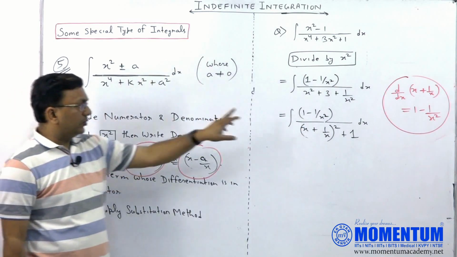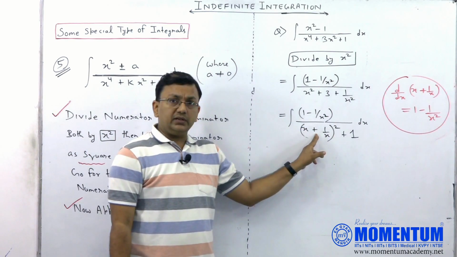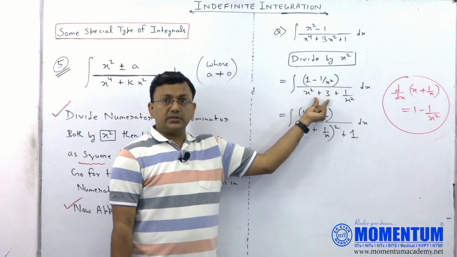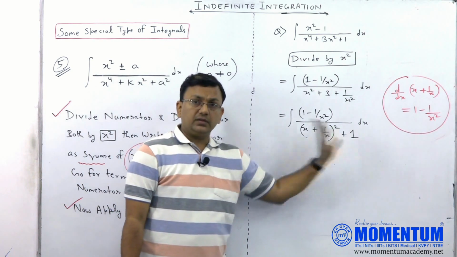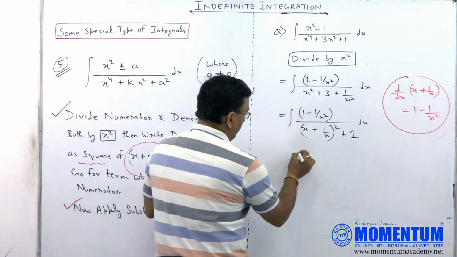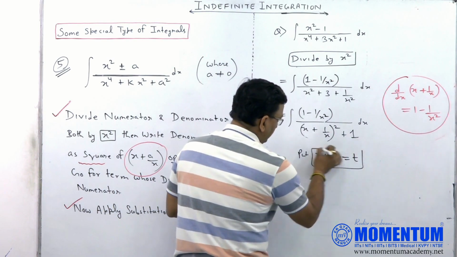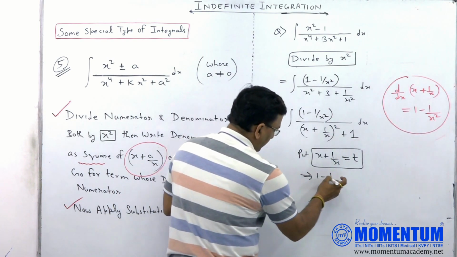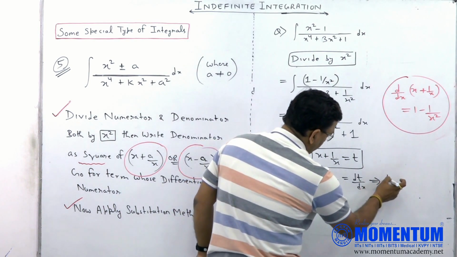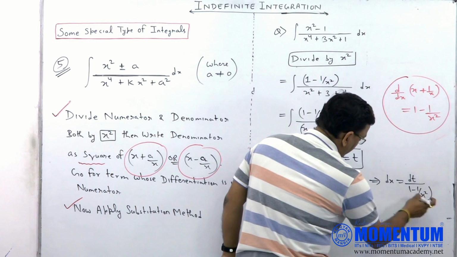चेक करिए, हमारी एल्गोरिथम कहती है कि आप डिनोमिनेटर को स्क्वायर लिख लीजिए, लिख लिया, but opening the square हमें x square मिलेगा, 1 upon x square मिलेगा, साथ में plus 2 आएगा, but we want 3, तो मैनेज करने के लिए plus 1। बोलो, now I am going to do substitution, that is x plus 1 upon x is equal to t. So 1 minus 1 upon x square is equal to dt by dx. In this way, dx has value dt upon 1 minus 1 upon x square.